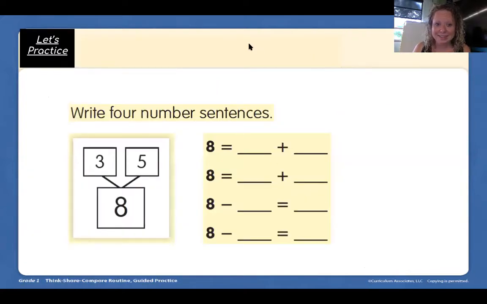Let's practice. Here is a number bond for you. In the 2 smaller boxes, we have the numbers 3 and 5. Both of those boxes are pointing to the large box with the number 8. I would like you to please come up with 2 addition sentences and 2 subtraction sentences that would match this number bond. So that means you can only use the numbers 3, 5, and 8. Push pause while you're working and push play when you're ready to move on.